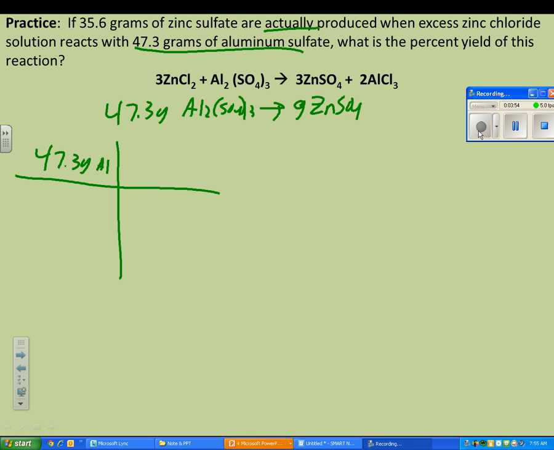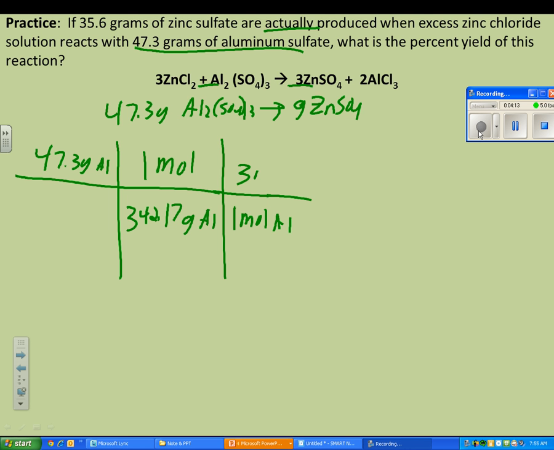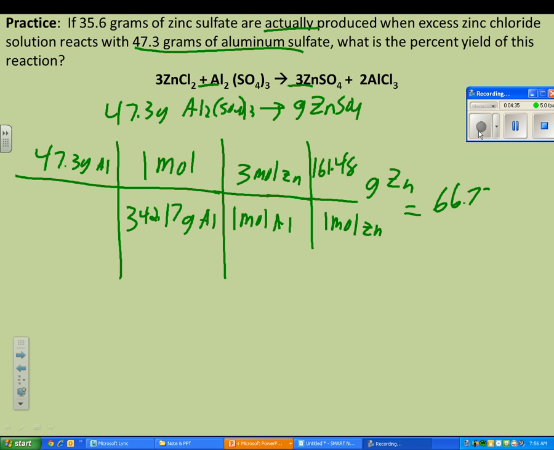We're in grams, so we're going to do the molar mass of aluminum sulfate, which is 342.17 grams every 1 mole. Now you do the mole ratio. We have 1 mole of aluminum sulfate for every 3 moles of zinc sulfate. Now you convert away from moles, so 1 mole of zinc sulfate. We're going to grams of zinc sulfate. So you've got to do the molar mass again. This time zinc sulfate gives you 161.48. Calculate that, and that gives you 66.97 grams. Remember, that's your theoretical.